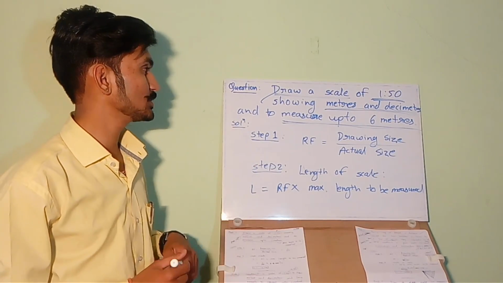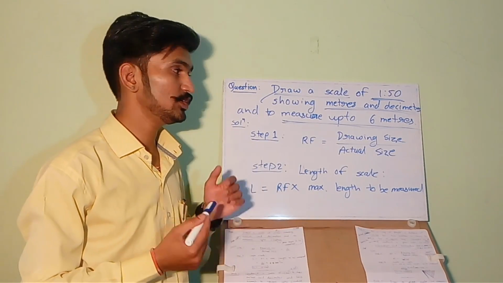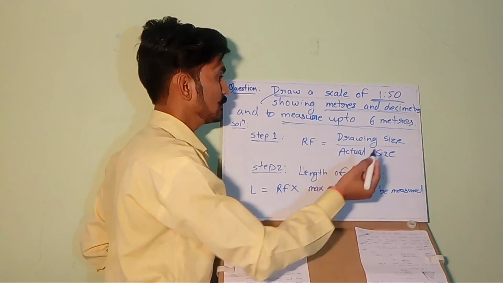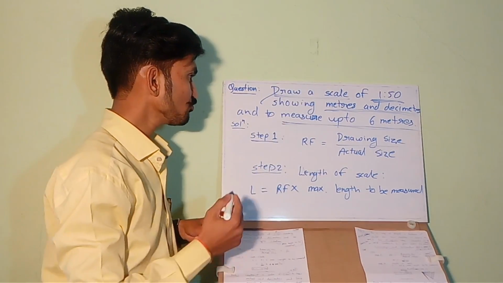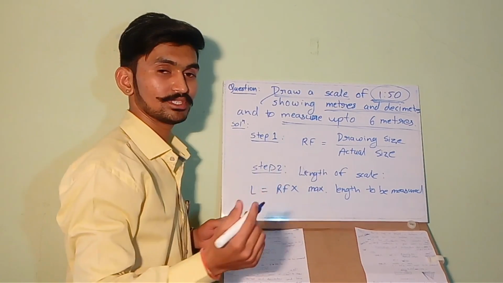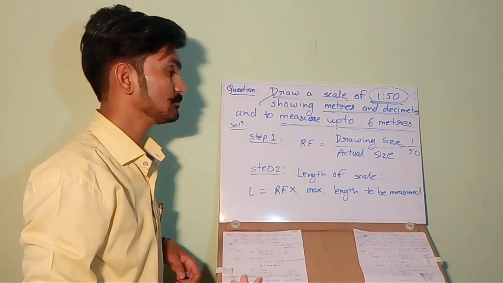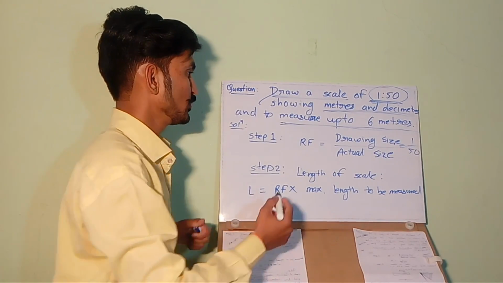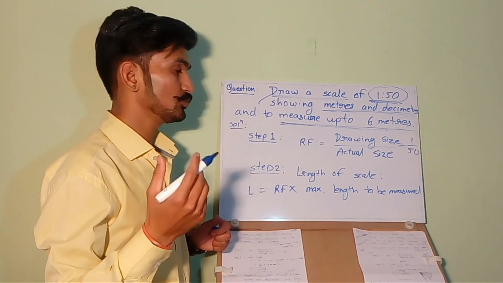The first question is: draw a scale of 1:50 showing meters and decimeters and to measure up to 6 meters. I have divided this question into smaller parts, like draw a scale of 1:50, showing meters and decimeters, and to measure up to 6 meters. From this point we get the RF. RF is 1:50, it is directly provided in the question. So RF is 1/50, showing meters and decimeters, and to measure up to 6 meters. This is the maximum length we will need to measure using that scale.